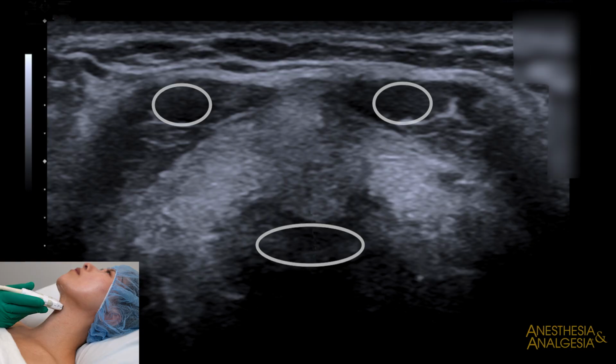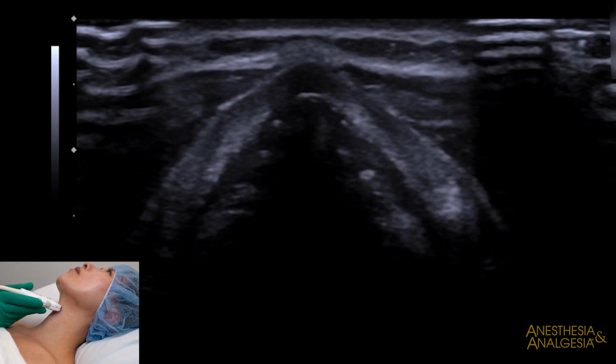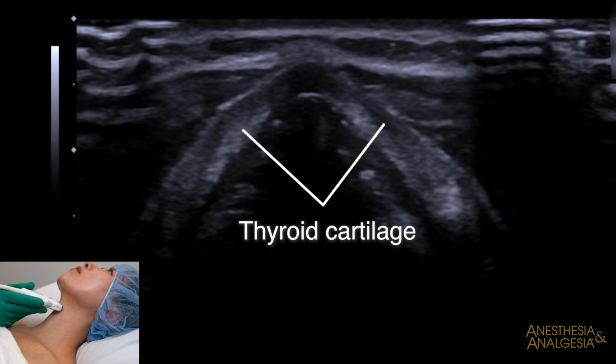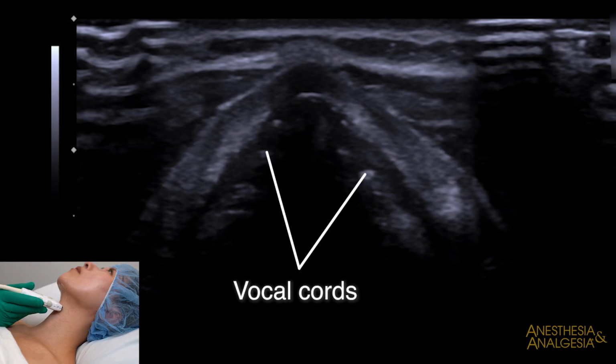This image is known as a face sign, where the strap muscles represent the eyes of the face, and the hypoechoic epiglottis represents the mouth. As you continue to slide the probe caudad, view the thyroid cartilage, which is recognized by its triangular shape, resembling an inverted V. The strap muscles can be seen lateral to the thyroid cartilage. The false vocal cords are seen within the thyroid cartilage with the same inverted V-shape orientation.